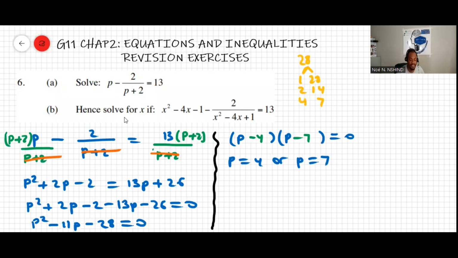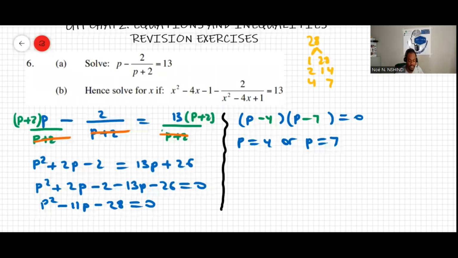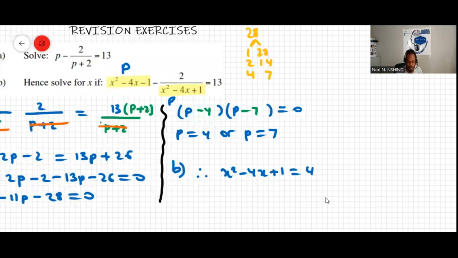Now question B says hence solve for x if this expression equal to 13. But now we can see that all this we can give it a name, we can call it p, and that's also p, which brings us back to the equation that we have there on A. When they say hence solve for this, you must consider the previous question. So for B, we can just say therefore x squared minus 4x plus 1 equal to 4, or x squared minus 4x plus 1 equal to 7.